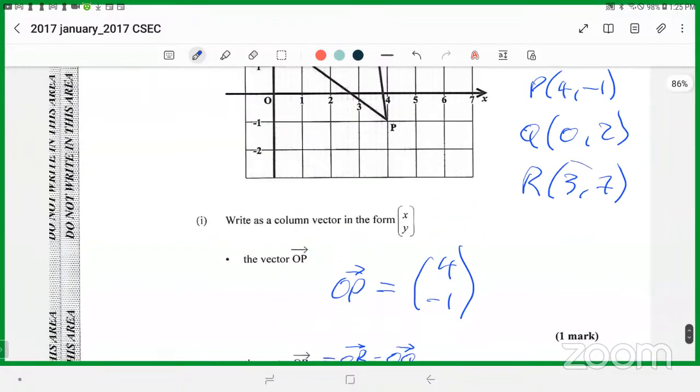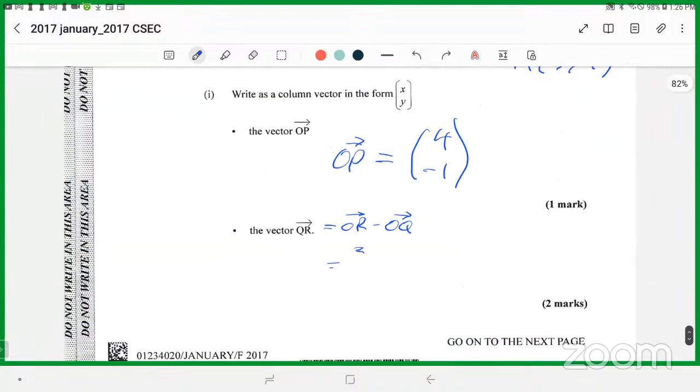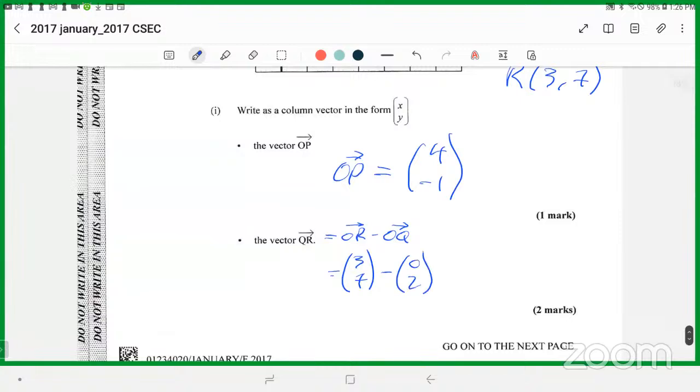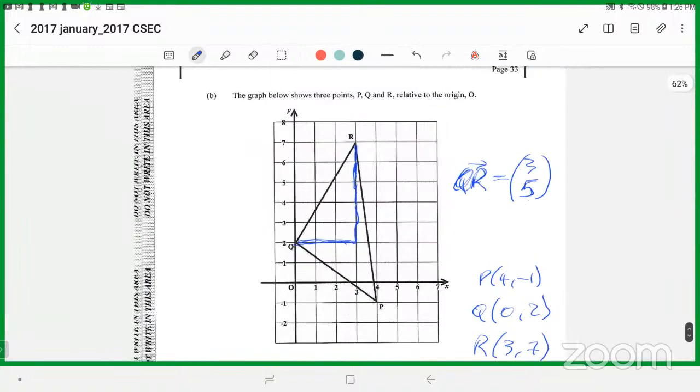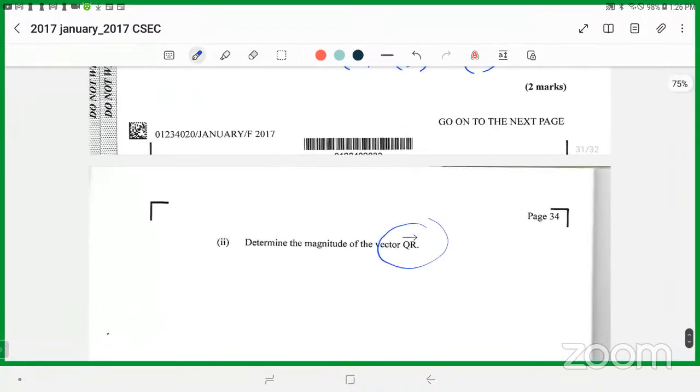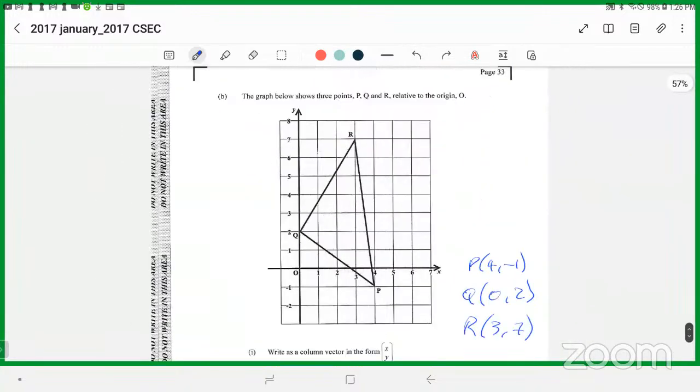OR, we said, is 3, 7, minus OQ, which is 0, 2. 3 minus 0 is 3. 7 minus 2 is 5. So you get the same 3, 5 that the diagram is showing you. The diagram and your calculation must be consistent with each other. So you can accept the answer like that, 3, 5. All right, that is that. Next part says, what is the magnitude of QR? The magnitude of QR, remember, this is the line we're talking about.